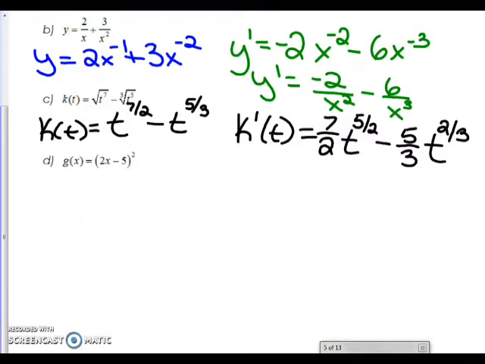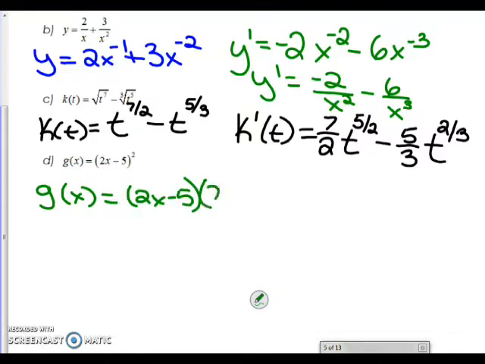All right. And the last one here is D. So we have g of x is 2x minus 5 quantity squared. So those of you that already know the chain rule, you don't know the chain rule yet, so erase it from your mind till next class, okay? So if this is what you had, how would you do this now? Well, right now you'd say this is equivalent. Oops, that doesn't look like a very nice X. Okay? You'd say this is the same thing as 2x minus 5 multiplied by 2x minus 5.